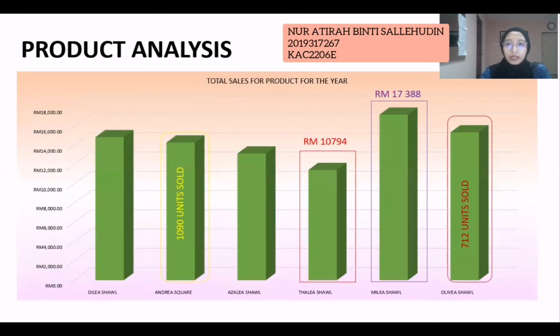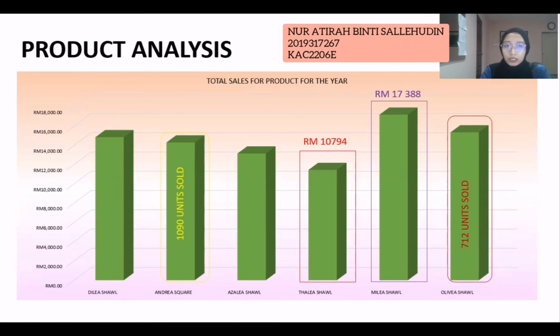As for product analysis, this shows the total sales per product for the year of our company. The highest total sales for the product is Milia Shawl with RM 17,388, and the lowest total sales for the product is Talia Shawl with RM 10,794. However, the highest total product that have been sold during the year is AMIRAH Square with 1,090 units, and the lowest total product is Olivia Short with 712 units.